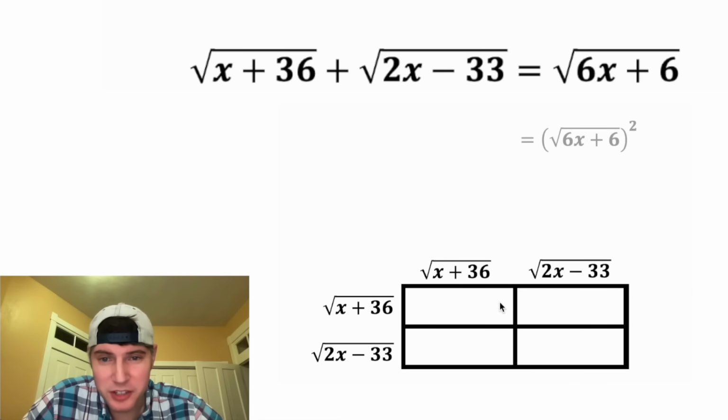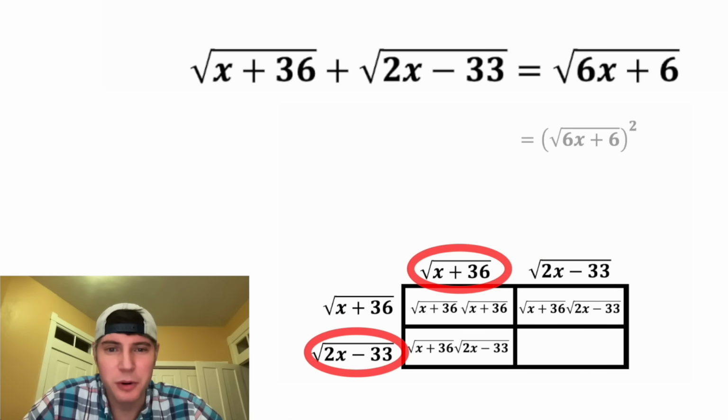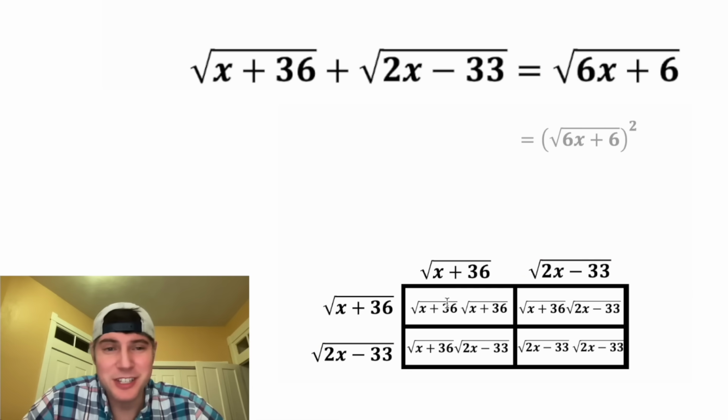So for this box, it's going to be this square root times this square root. For this box, it'll be this square root times this square root. Here, it'll be this square root times this square root. And for here, it'll be this square root times this square root. Well, square root of x plus 36 times square root of x plus 36, that's just going to be x plus 36. And this square root times this square root is just going to be 2x minus 33.